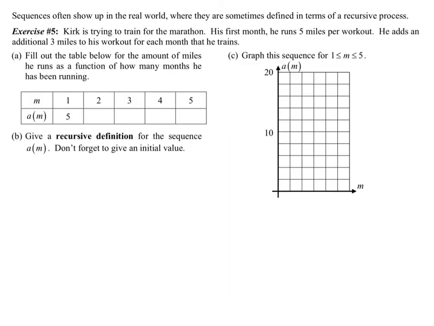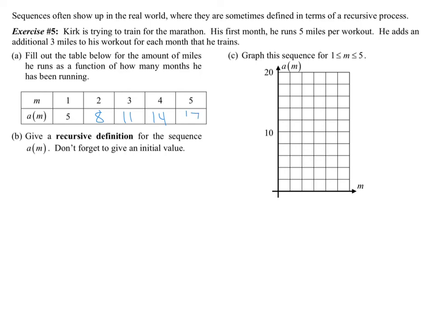Sequences often show up in the real world, where they're sometimes defined in terms of a recursive process. So Kirk is trying to train for the marathon. His first month, he runs 5 miles per workout. He adds an additional 3 miles to his workout for each month that he trains. So in month 1, he has 5. In month 2, we add 3, so it becomes 8. Then we add 3 more for the 3rd month, so he runs 11. Then we add 3 for the 4th month, so he runs 14. We add 3 for the 5th month, so he runs 17.